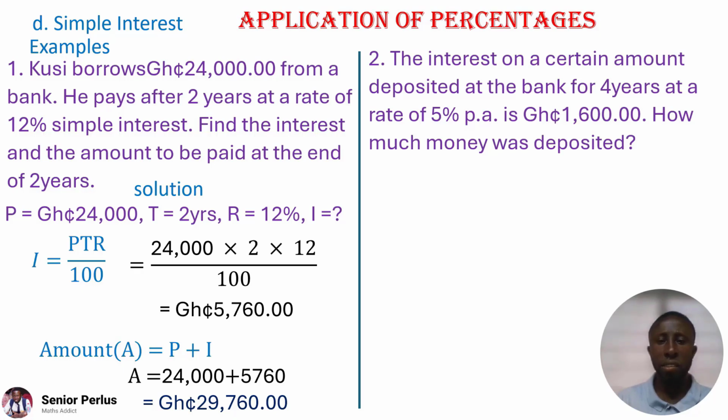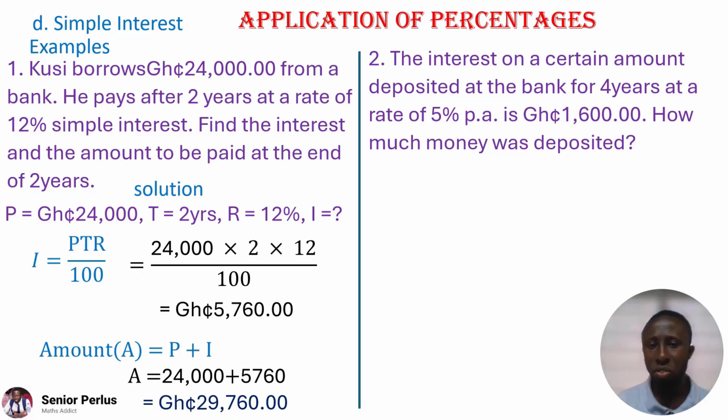The interest on a certain amount deposited at the bank for 4 years at a rate of 5% per annum, that's PA, per annum, is 1,600 Ghana cedi. How much money was deposited? So it means we are finding the principal. That's the money deposited.